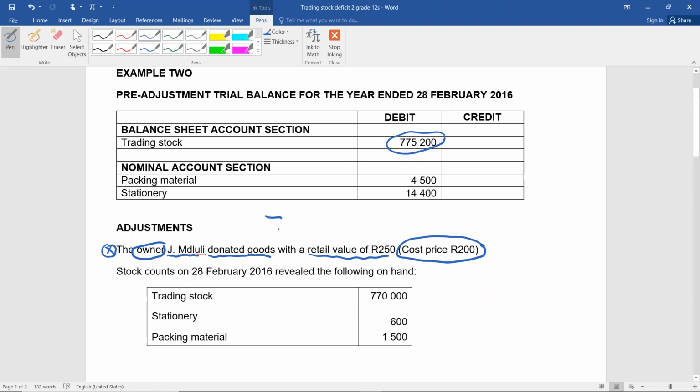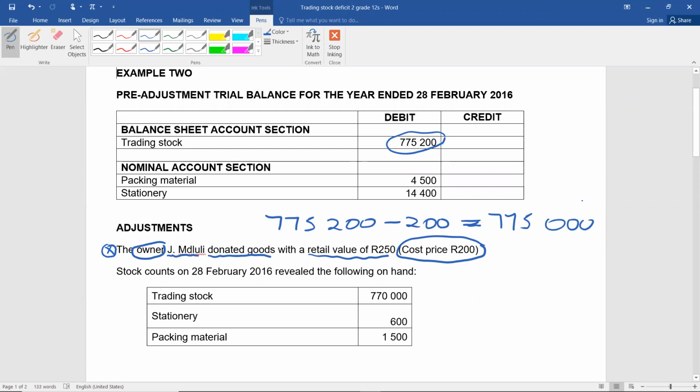So in the trial balance, I've got 75,200. Why do you say it's decreasing it? I will minus 200, because those goods aren't being sold. He's taking them out of his own stock. Thank you. So basically, you're taking those goods out of your trading stock because you're giving them to somebody else. We are donating them.